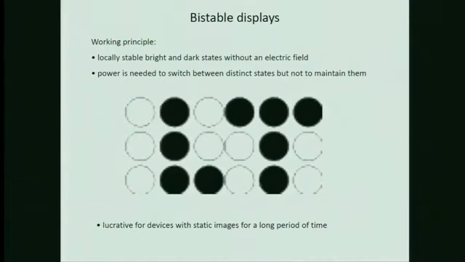And the working principle of a bistable display is easy to understand. It's basically a geometry which can support multiple optically contrasting states in the absence of an electric field. So both the bright, the transparent, and the opaque states are stable without an external electric field. So you only need power to switch between the contrasting states, but not to maintain them individually.